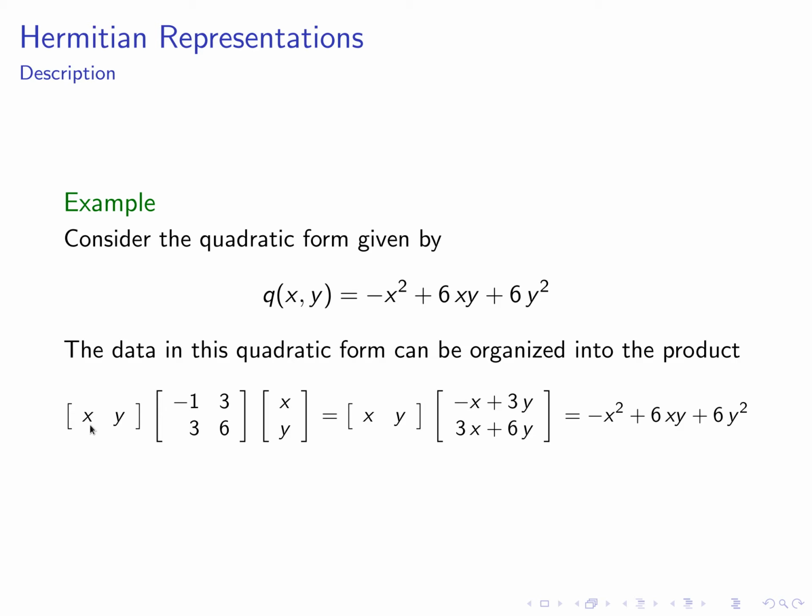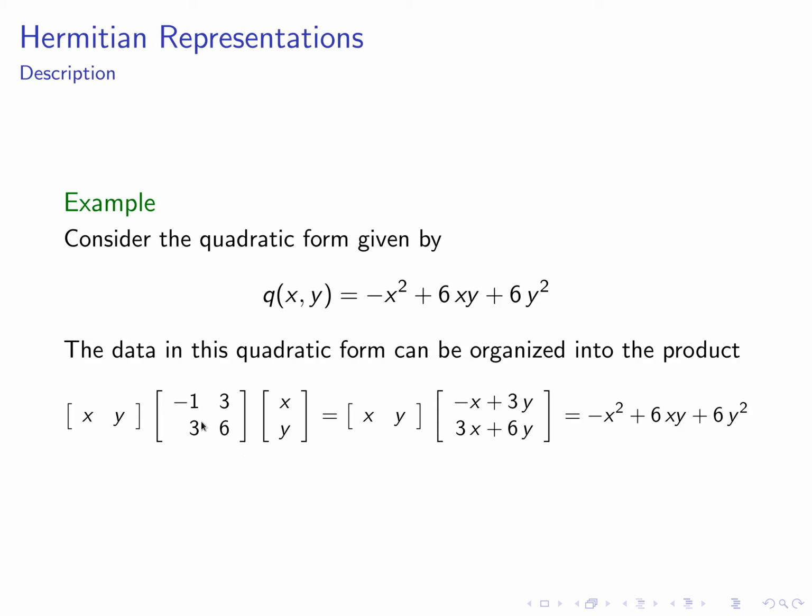Well, I'm looking at the variable vector xy as a row. Then I'm looking at a 2 by 2 matrix whose entries are -1, 3, 3, and 6 in the columns. And then I'm multiplying by the column vector of variables xy. We'll say in a moment where we got this 2 by 2 matrix from, but for now I just want us to look at this product and see what happens when we multiply everything together.